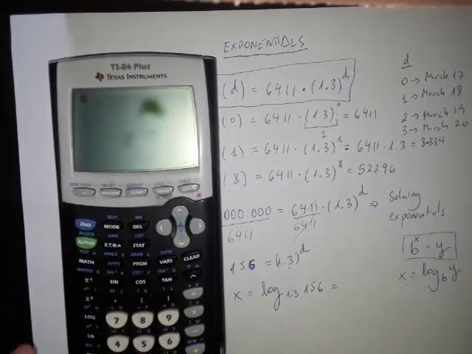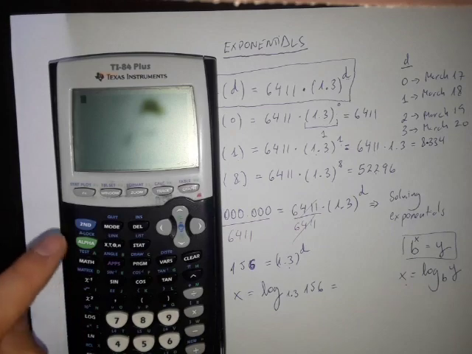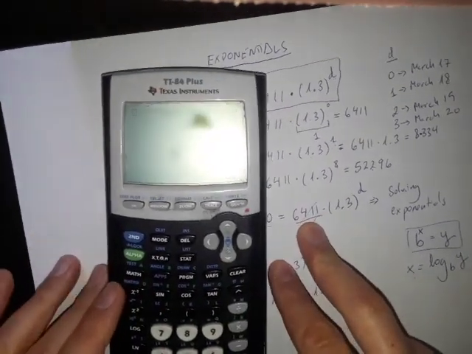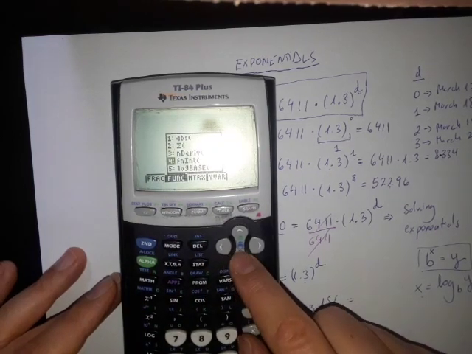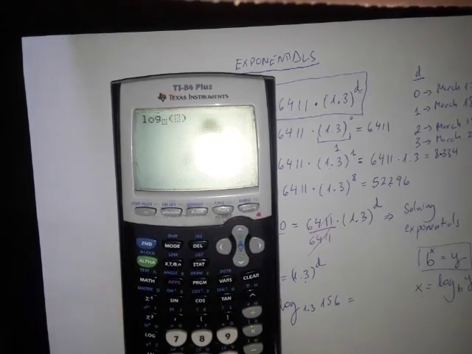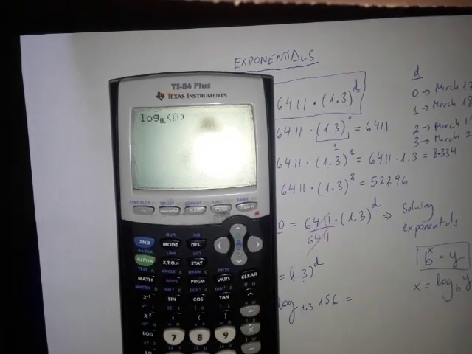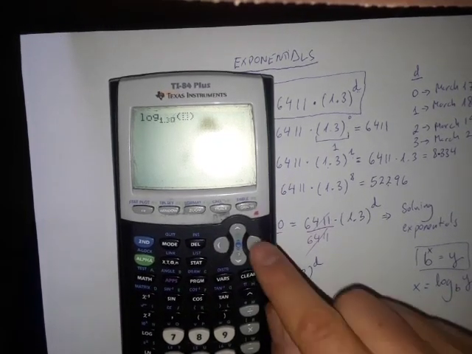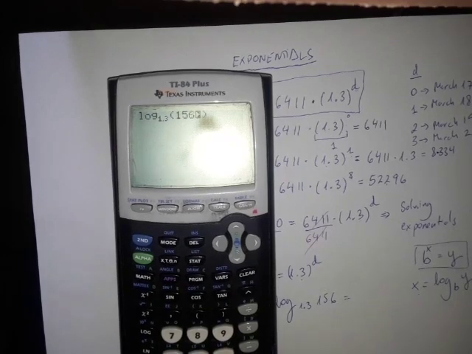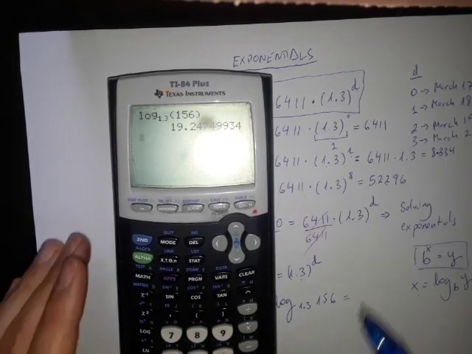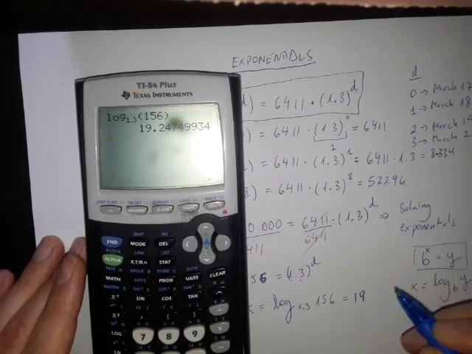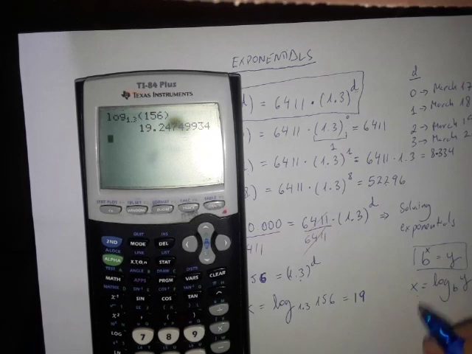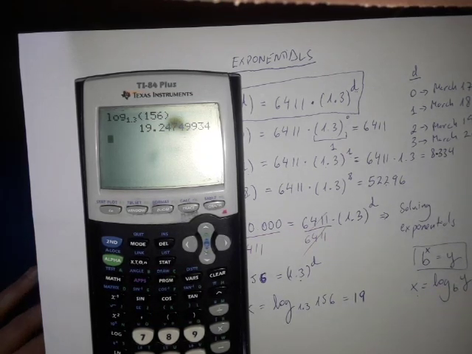So now we can do this with a calculator. We have log base 1.3 of 156. So that means it's going to take 19 days to have 1 million people infected. So that's what we're trying to avoid, having all those people infected.